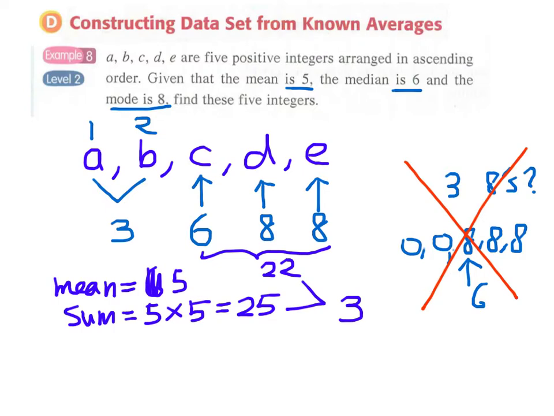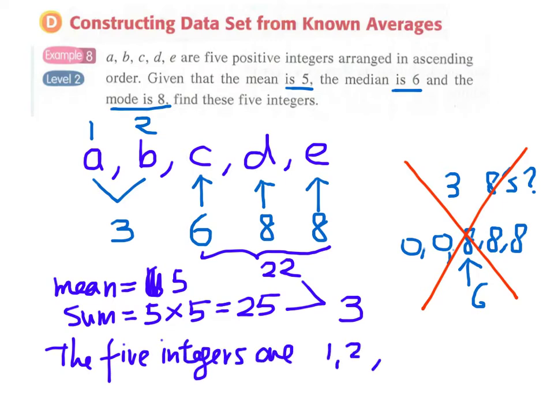Therefore, the 5 integers are 1, 2, 6, 8, and 8. And this is our final answer.